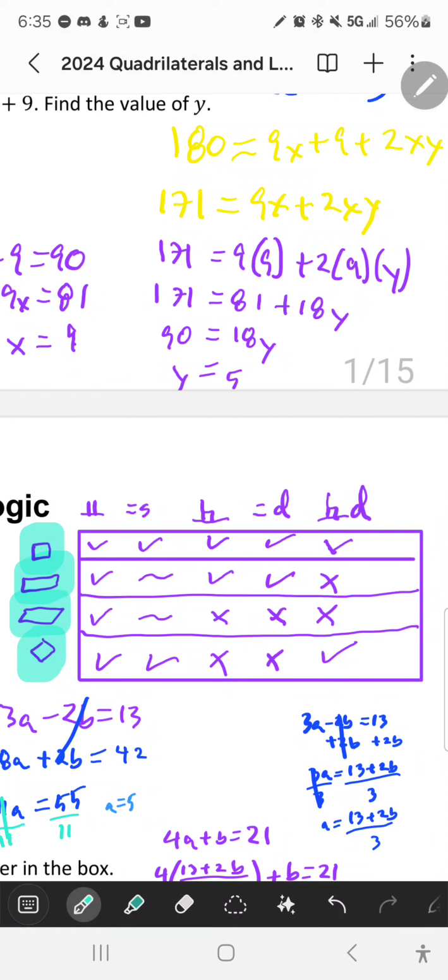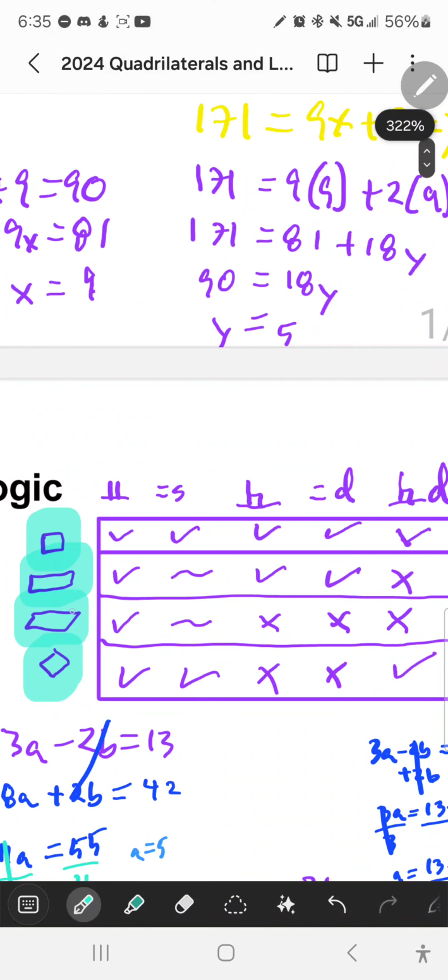Now, the diagonals are perpendicular. In the square, yes. In the rhombus, yes. In the rectangle, no. And in the parallelogram, no. Now, what I wanted to say with this is that you can see in one of the properties, the properties of the parallelogram do not establish that the diagonals are equal, while the properties of the rectangles say that they are equal.